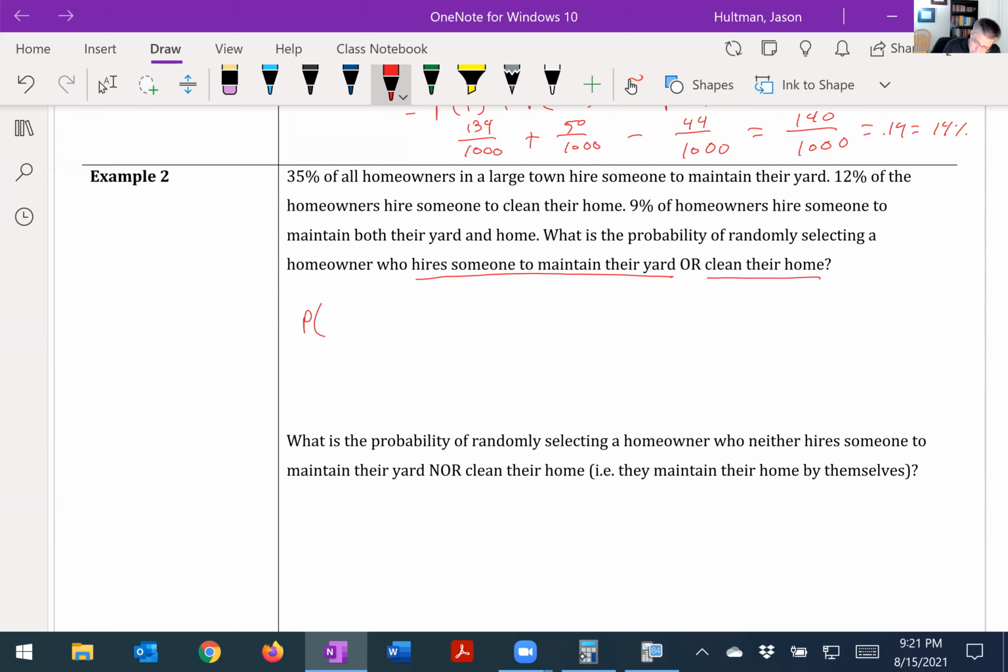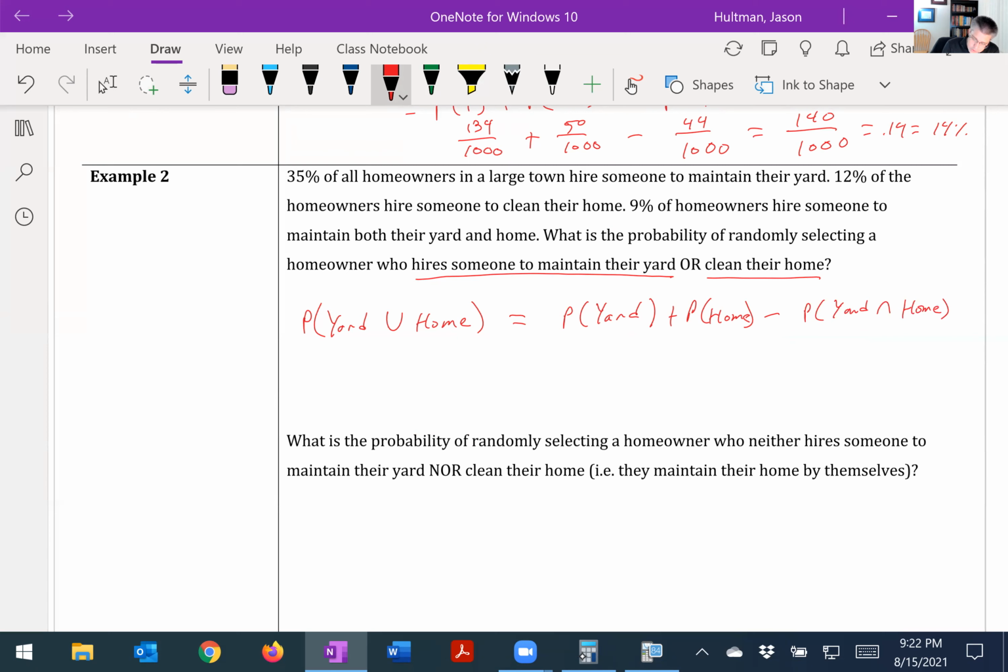Okay, so probability of yard unioned with home. Probability of yard union home, yard or home, is equal to the probability of yard, plus the probability of home, minus one of the overlaps. Probability of yard is going to include the yard and home. The probability of home is going to include the yard and home. So we just have to subtract off one of the overlaps, which is the probability of yard and home, or yard intersection home.